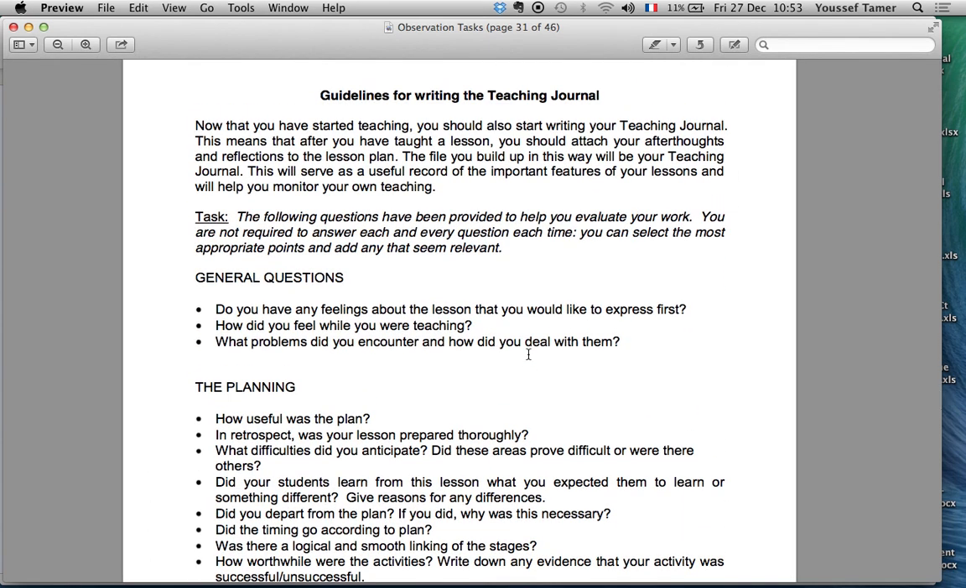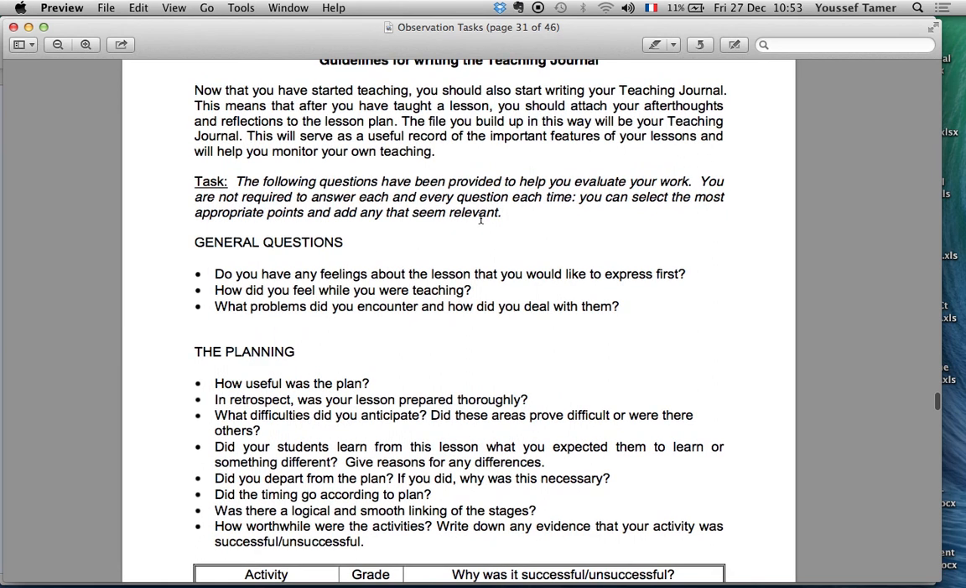Now, one of the things you need to do during your training is the portfolios, different types of portfolios. Hopefully, you will make them also e-portfolios, electronic. Guidelines. One of them is a teaching journal, where you provide your own reflections, thinking, problems, developments, etc. The following questions have been provided to help you evaluate your work. You are not required to answer each and every one.